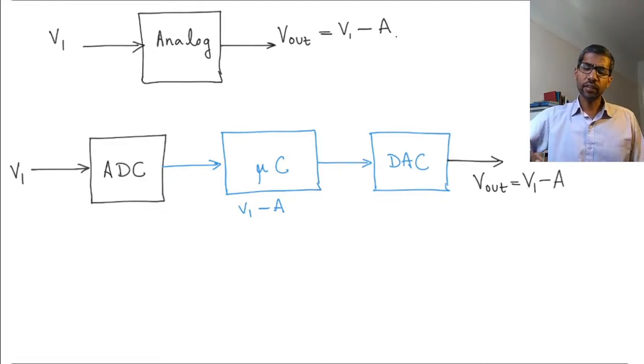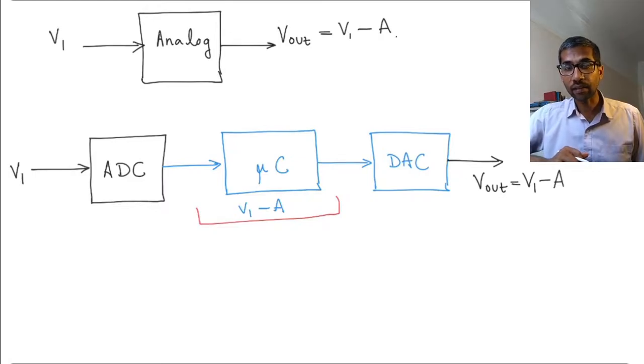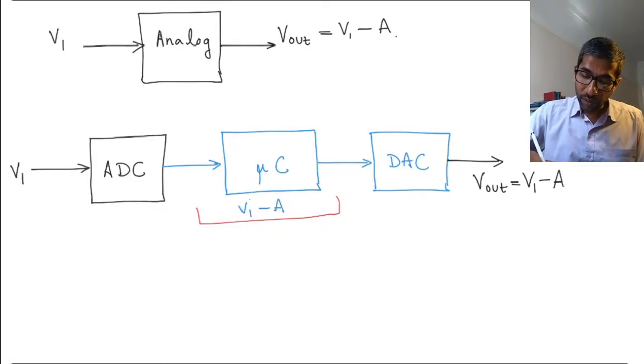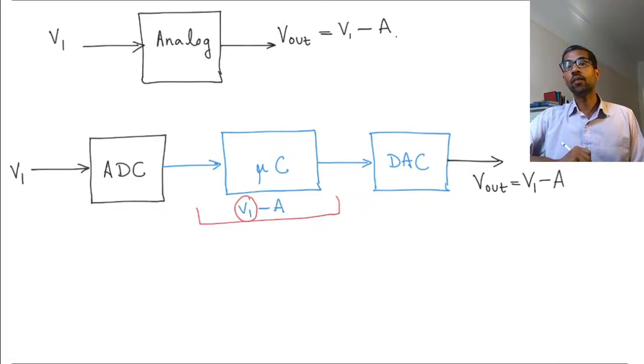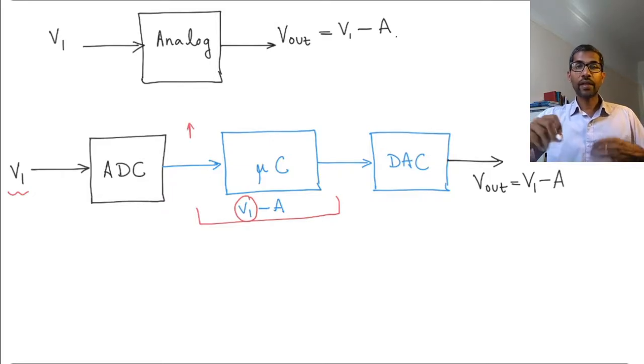Okay, fairly straightforward. Now, my question is what kind of processing would the microcontroller do to get this V1 minus A? So, first of all, what does V1 look like in the digital domain? And then what does it mean to do V1 minus A? Now, I'm sure this is probably clear to you already, but let me just repeat it. So V1 is an analog value, and what we get after the ADC is a digital value, right? And we already discussed what we mean by a digital value.